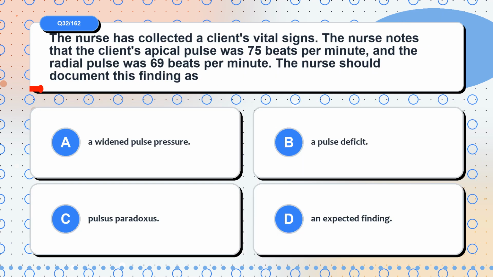Question 32. The nurse has collected a client's vital signs. The nurse notes that the client's apical pulse was 75 beats per minute and the radial pulse was 69 beats per minute. The nurse should document this finding as. Here are the options. Option A, widened pulse pressure. Option B, a pulse deficit. Option C, pulsus paradoxus. Option D, an expected finding.